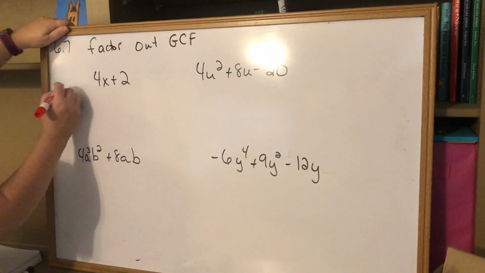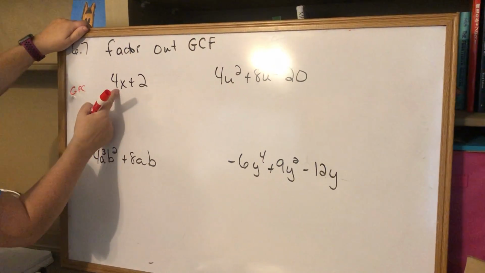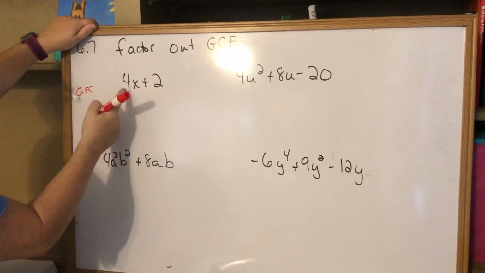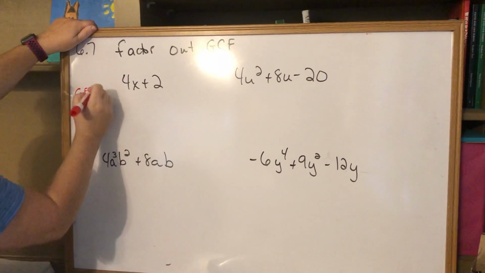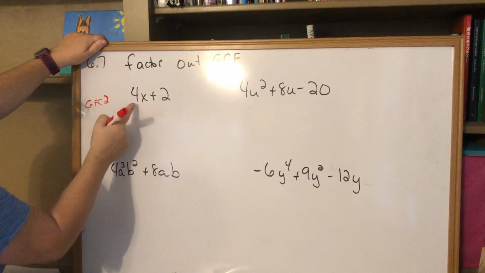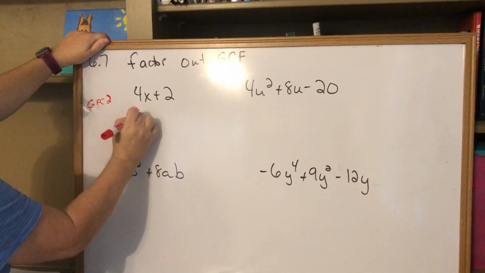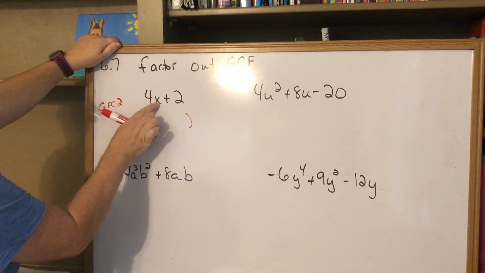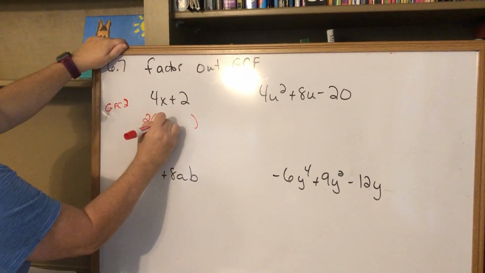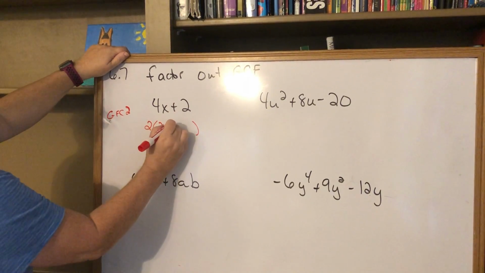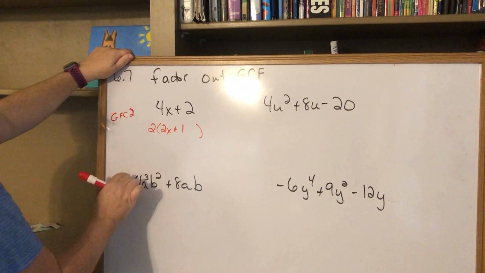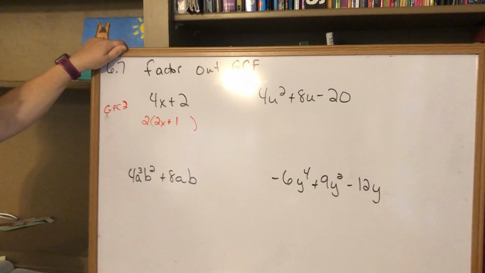So what is the GCF of 4x plus 2? What are both of these divisible by? That would be just 2. So I'm going to divide both of these by 2, and I'm going to put it on the outside of a parentheses. So 4x divided by 2 would be 2x. 2 divided by 2 would be 1. So if we FOILed this or distributed this, we'd get back to 4x plus 2.